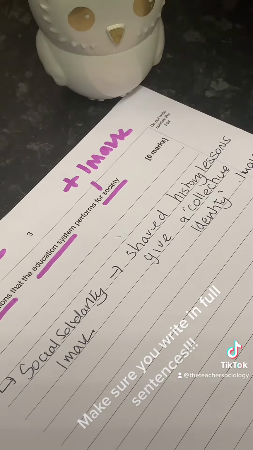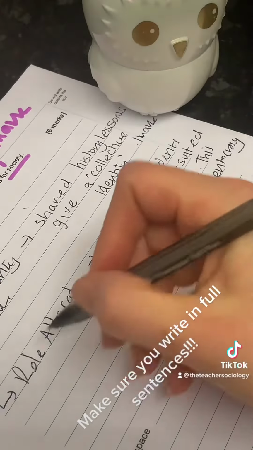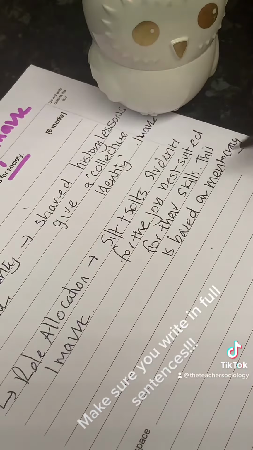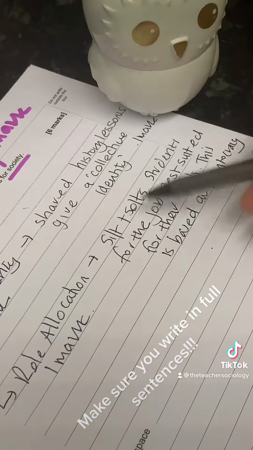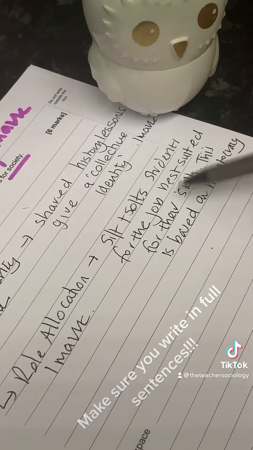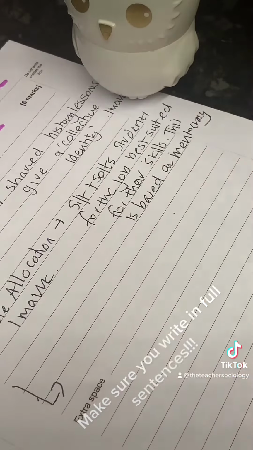Our second point would be, for example, role allocation. So you would get 1 mark for role allocation, and also you'll get then a plus 1 mark for saying what role allocation does. Basically, it sifts and sorts students for the job best suited for their skills, and that's based on meritocracy. So let's have a look at our third example.